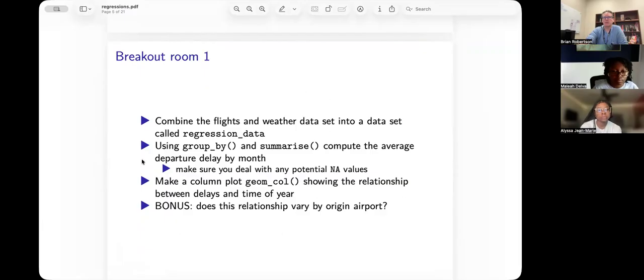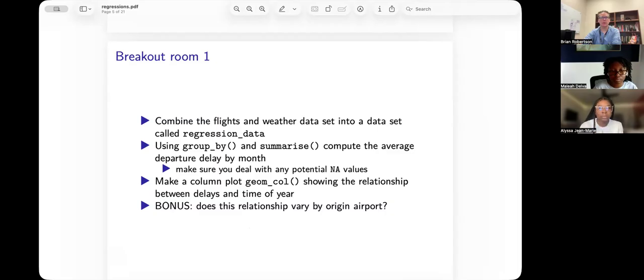Let's go ahead and combine those into a thing called regression data. Do some group_by and summarize, compute the average departure delay by month. Make sure we deal with any potential NA values, of course. And then we're going to do some geom calls to create some bar plots, kind of like what we did with the cancellation rate. We're not going to do that as a breakout because it's just the three of us this morning, so we can all do it together. That's fine. And I want to walk you through exactly what we're thinking of here.